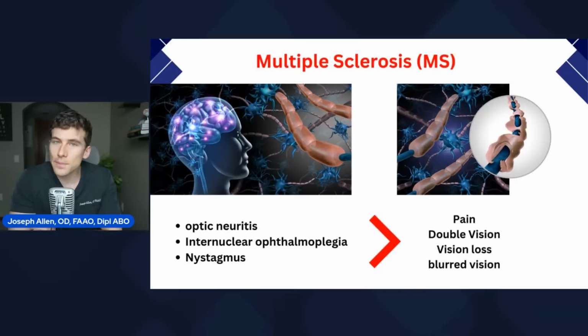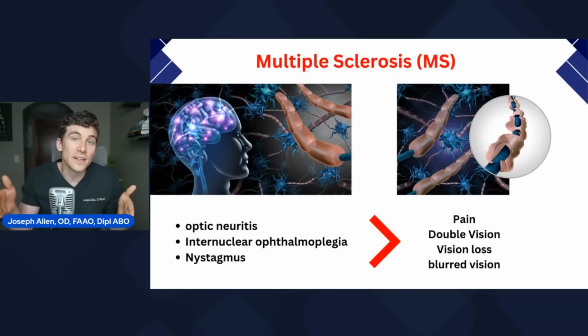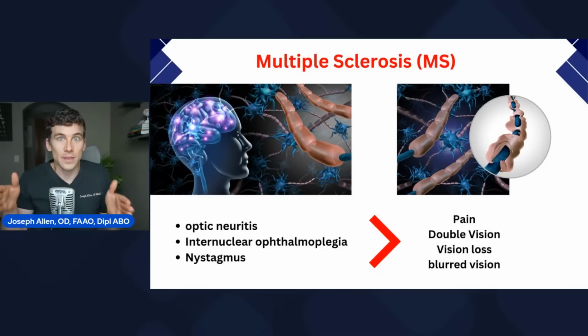Statistically, about 50% of everybody who gets diagnosed with multiple sclerosis will eventually have some form of eye issue. And about 25-30% of people who get diagnosed with multiple sclerosis will be initially seen or diagnosed by an eye care provider because they first start having problems with their eyes. Another issue is internuclear ophthalmoplegia. This is where your eye muscles start to get affected, so people have double vision, and then nystagmus, where your eyes will shift back and forth very rapidly.